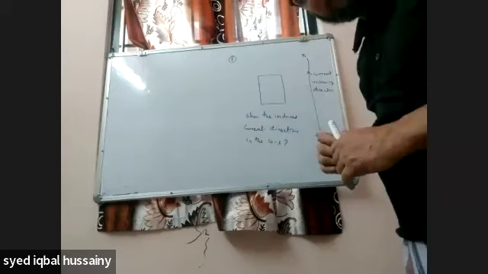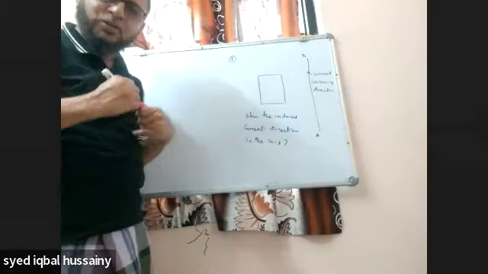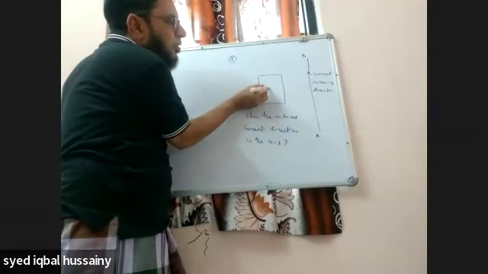So outside the board means we will use a dot or a cross? Outside the board means which symbol will we use? Dot. So put the dot here first.